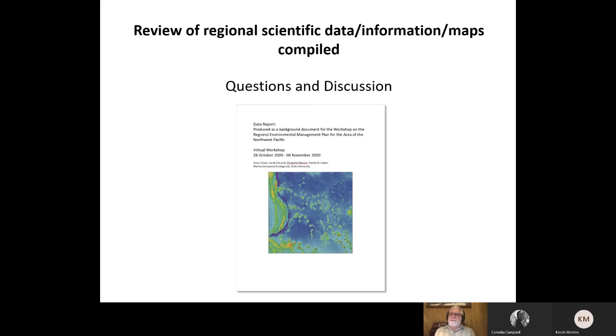So the purpose of this very, very quick overview was to give you a flavor for what's contained in the larger document that's been circulated to the group. All of this data is made available, and we're going to provide access to it during this workshop to allow us to support questions that might come up during the regional environmental management planning process.